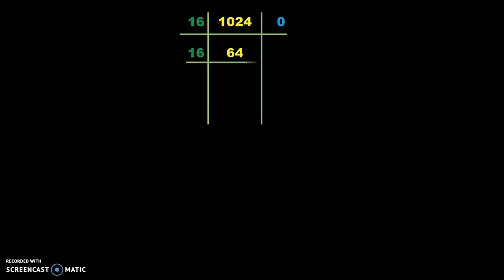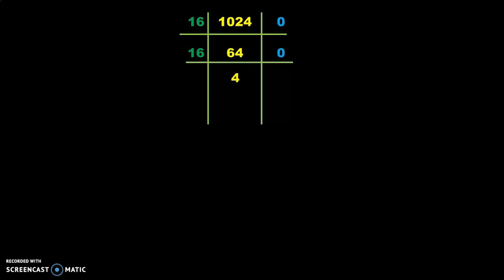Let us take 1024. We know how to divide through our ladder system. Now we divide the number by 16. If we divide 1024 by 16, we have quotient 64 and remainder 0. Same way, when we divide 64 by 16, we have quotient 4 and again remainder 0.